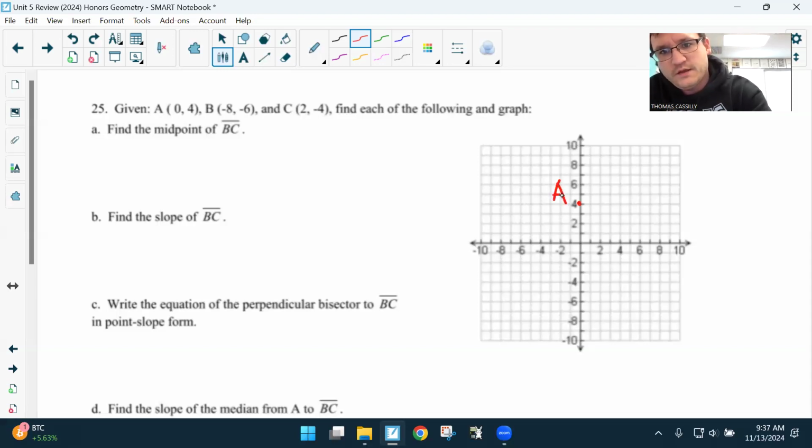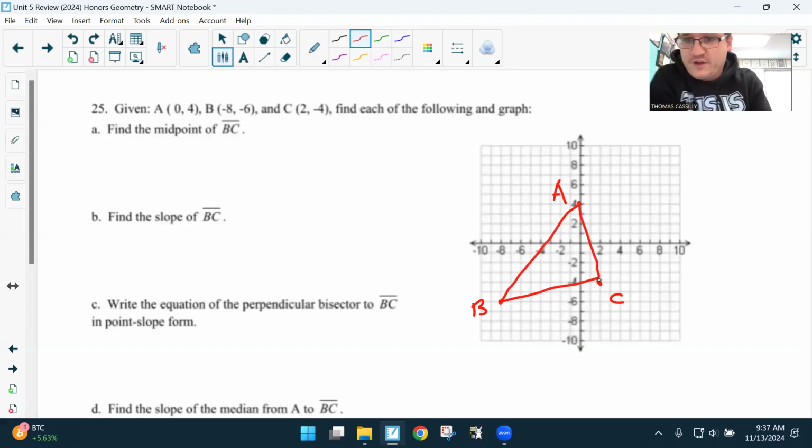Here's point A. -8, -6 is right here. We'll call that point B. And then point C is at 2, -4. All right, we really have to be careful that these are in the right spots, because everything we do is going to be based off of this picture. So if I mess up this picture, that's going to be bad.